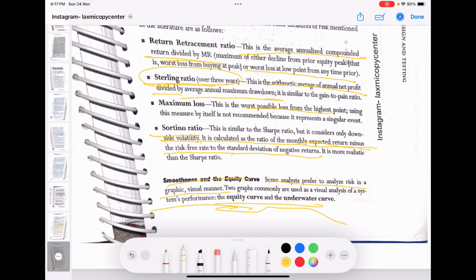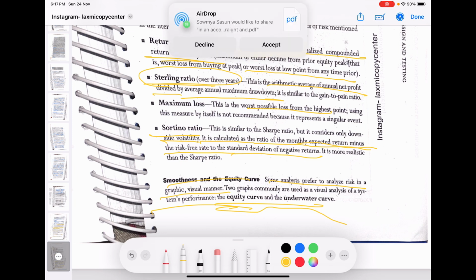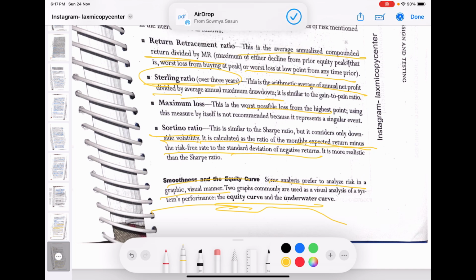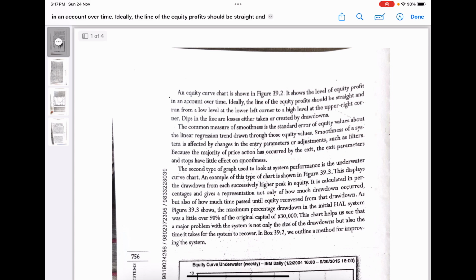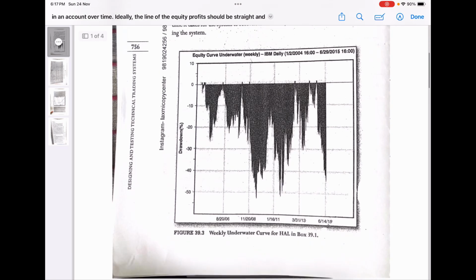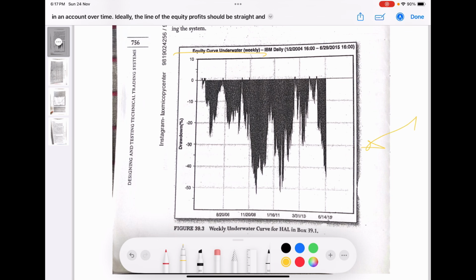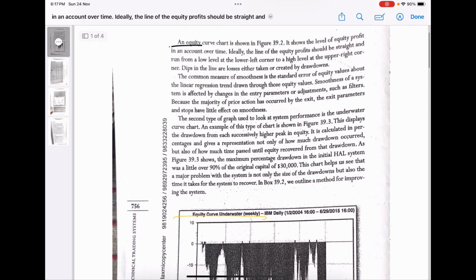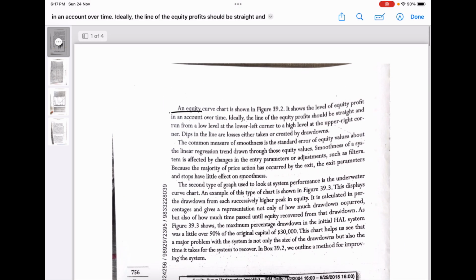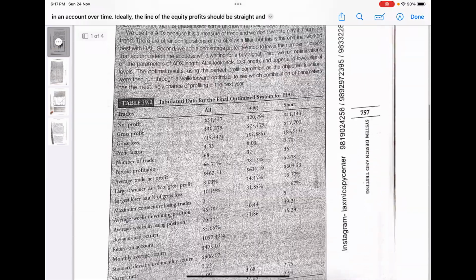Okay, now let's do the rest of the pages. Give me a second. Yeah, this is the equity curve which is given. This is the underwater equity curve, and this is how it looks. So this is how they look. This is the equity curve.